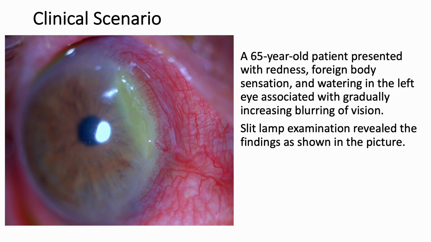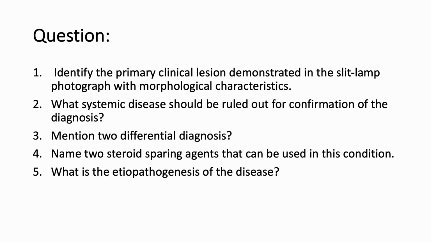Slit lamp examination was done and the pictures tell the story. What you see is the peripheral crescentic shaped area of corneal involvement with redness, vascularization and thinning of the stroma right at the limbus. So now let us see the questions.